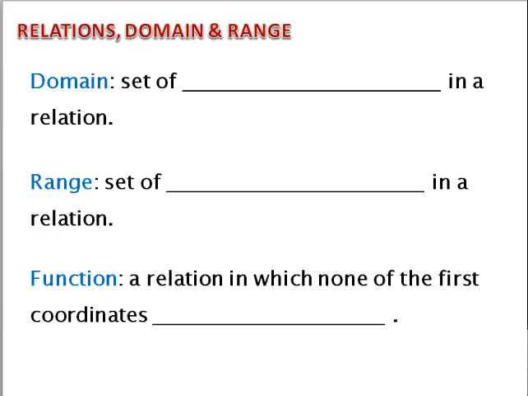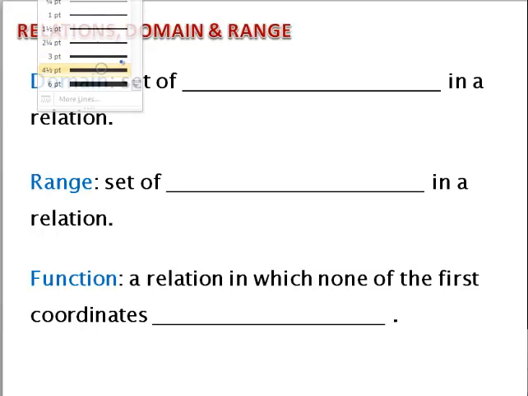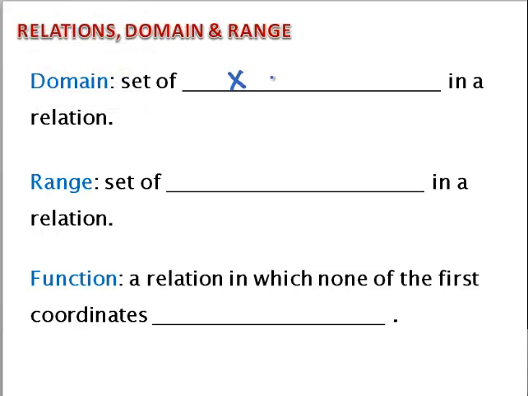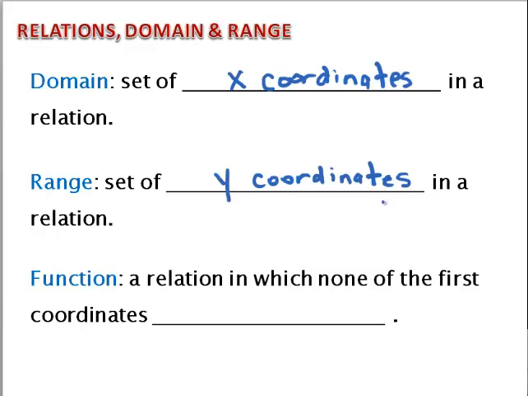Alright, let's talk some specifics about relations, okay? In your relation, you have your X's and your Y's. The domain is the set of all of those X coordinates in your relation. That's what your domain is. And we'll look at how we write that a little bit later. The second thing is the range. The range is a set of all the Y coordinates. So the X coordinates are your domain and the Y coordinates are your range.